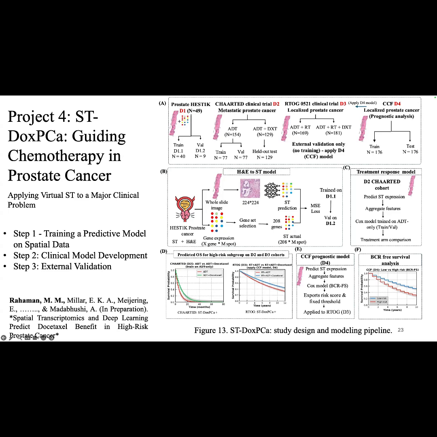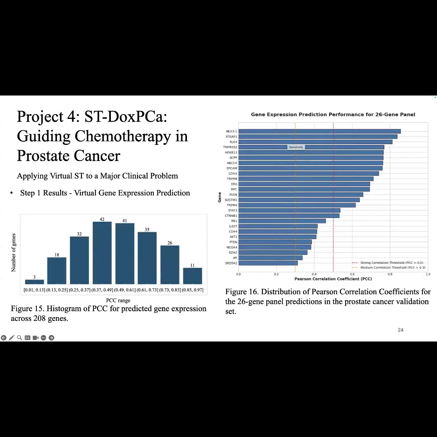The survival curves show our biomarker successfully stratifies patients in both CHAARTED and RTOG 0521. In high-risk patients, docetaxel provides significant survival benefits. In low-risk patients, there's no benefit, suggesting they can safely avoid chemotherapy toxicity. These demonstrate how virtual spatial transcriptomics can guide real treatment decisions across multiple clinical trial datasets.